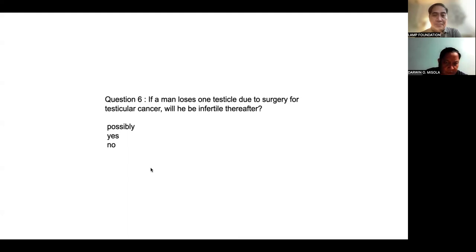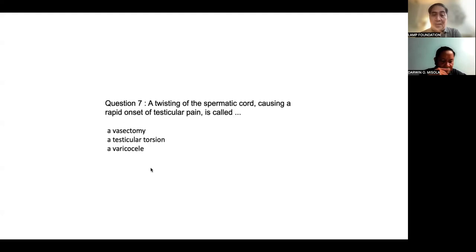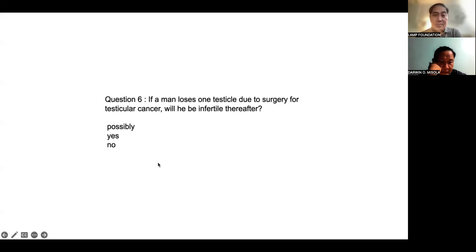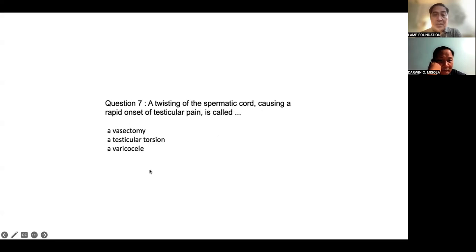If a man loses one testicle due to surgery for testicular cancer, will he be infertile thereafter? No, depending on a range of factors, including other treatments. The answer is no. Possibly po. Yeah, it depends on that. Okay, your answer is? Possibly po. Okay. Actually, there is no answer here. It depends, no? Opo, possibly po.